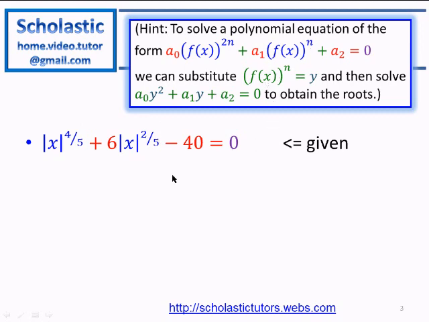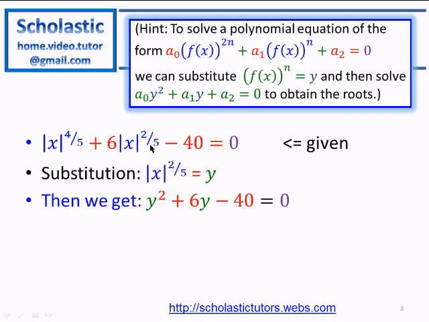That means we can substitute |x|^(2/5) with y. If we substitute |x|^(2/5) with y, here we get y squared plus 6y minus 40 equal to 0. This is basically a quadratic equation. So now we need to find the roots of this quadratic equation.